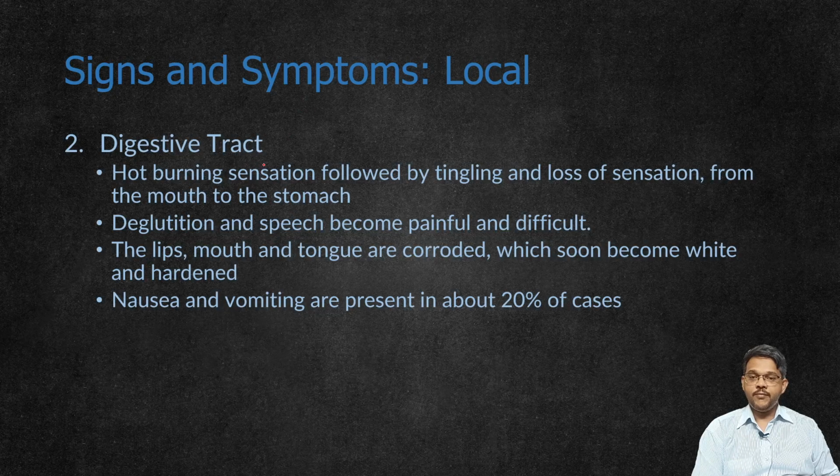In the digestive tract, when it is ingested, it causes a burning sensation followed by tingling and loss of sensation from the mouth to the stomach. The person is not able to sense anything. He may not be able to drink. Deglutition and speech become very painful and difficult. Lips, mouth, and tongue are corroded, and become white and hardened. In about 20% of cases, nausea and vomiting are also present.